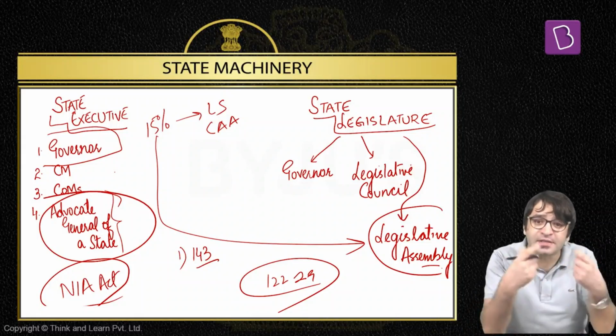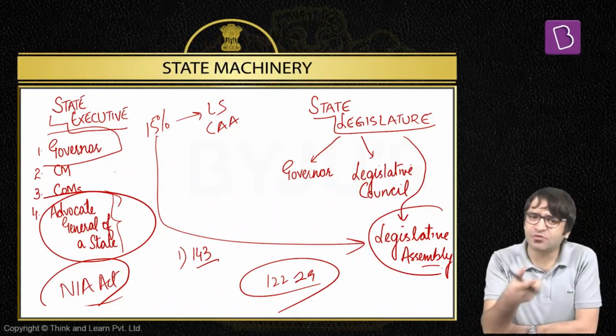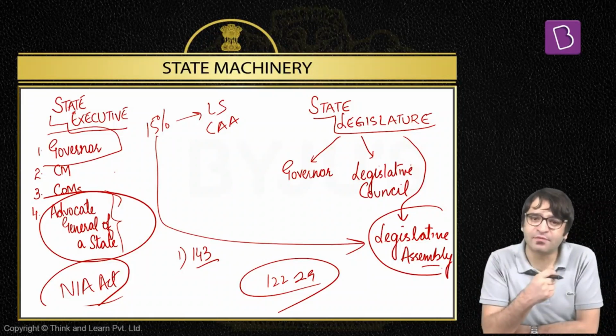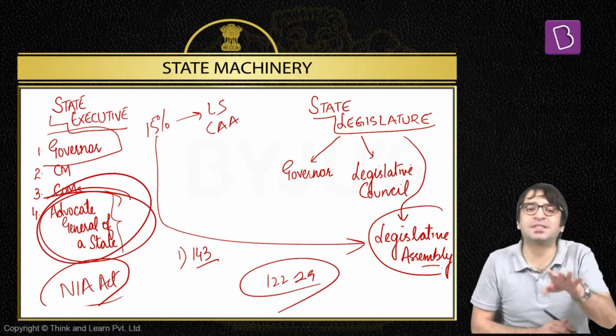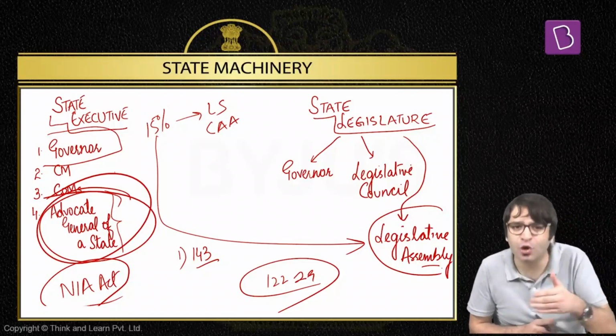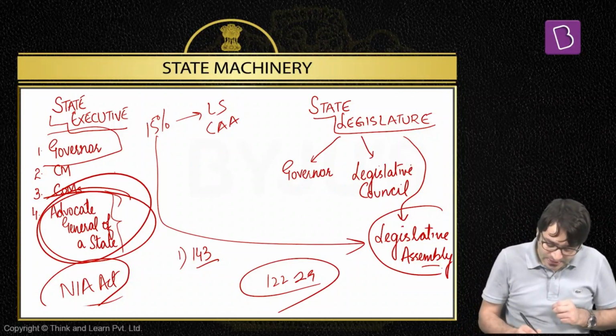That means when this advisory jurisdiction is heard by the Supreme Court, who is going to present the side of the central government? Who is going to argue in favor of the central government? Attorney General for India. But since such a provision does not exist for a governor, which means Advocate General of a state does not have this provision, does not have this role when it comes to advisory jurisdiction. That's difference number one. Difference number two.